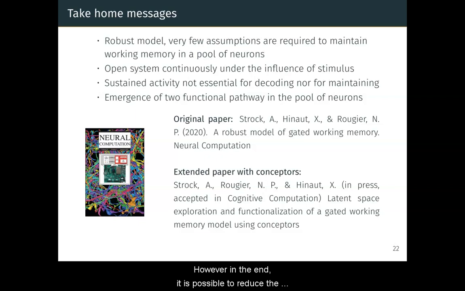However, in the end, it is possible to reduce the behavior of the model to a 3-neuron model, where a neuron displays a clear sustained activity. To some extent, in the reservoir model, the sustained activity is implemented in a distributed way by a subpopulation of neurons. Moreover, if in the beginning we started from an unstructured reservoir, we can see that through learning, 2 functional pathways emerge, an updating feed-forward pathway and a maintaining loop.